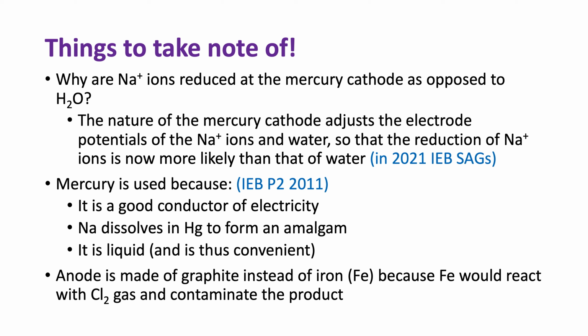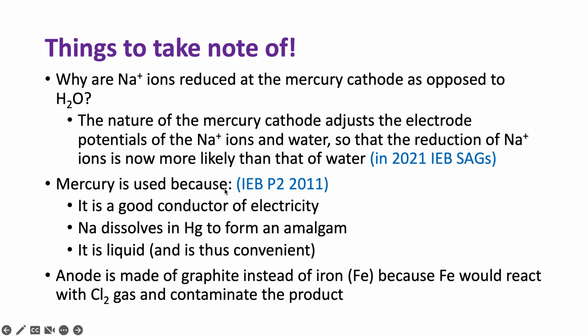Okay, so here are some things to take note of. Why are the sodium ions reduced at the mercury cathode as opposed to water? And so here's the answer according to the IEB SAGS document. The nature of the mercury cathode adjusts the electrode potentials of the sodium ions and water so that the reduction of sodium ions is now more likely than that of water.